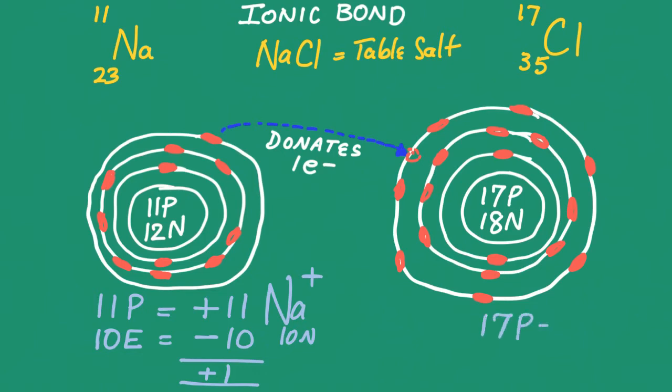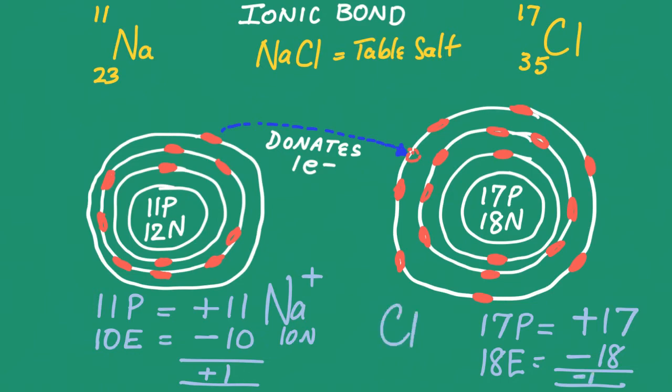The chloride, on the other hand, has received an electron, and so it has received a negative charge, and so it has 1 extra negative charge. As a result, chlorine becomes a chloride ion, which is now negative. The opposites attract, and these 2 ions are held together by an ionic bond, and that's how we get sodium chloride. So let's look at another example of an ionic bond.